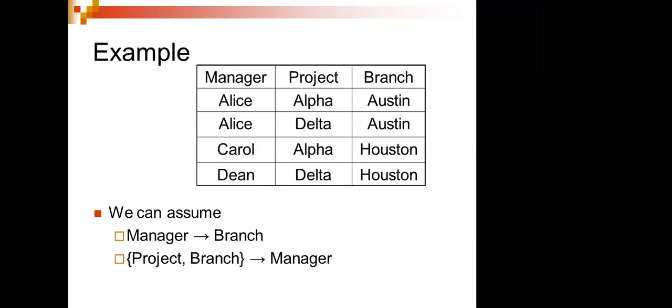So if the manager is required, there should be a project and there should be some branch. That means that somewhere he has to work. So these two are dependent on the manager. So if the manager wants to work, where should he work and on what project is he working? Okay, so like this you have to identify your keys.